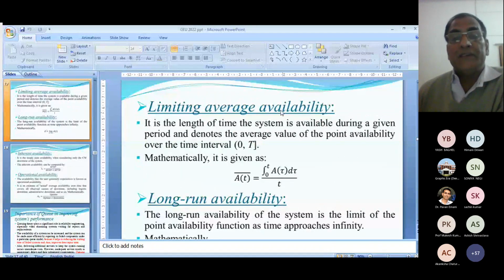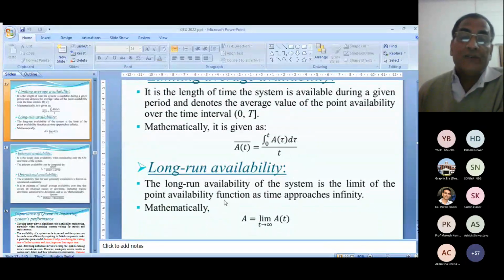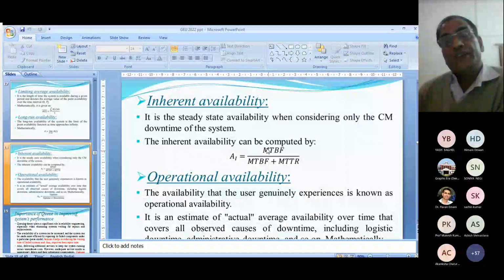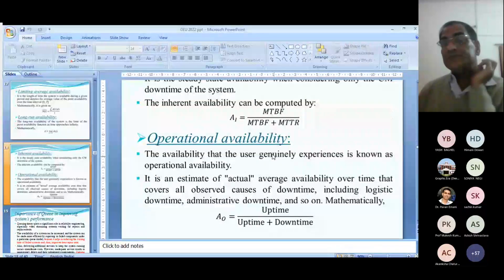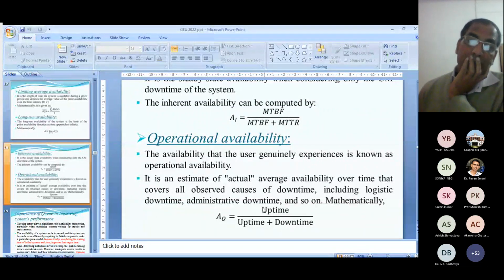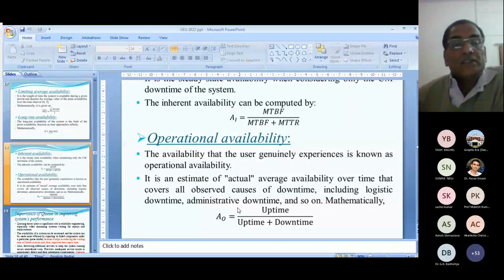Limiting average availability is where the average is being taken. Long run availability is that where, when the limit t tends to infinity in the instantaneous availability, we get the long run availability. Inherent availability is that availability where we have the ratio of mean time between failure to mean time between failure plus mean time to repair. This ratio is known as inherent availability, and the ratio of uptime to uptime plus downtime is known as operational availability of the system.